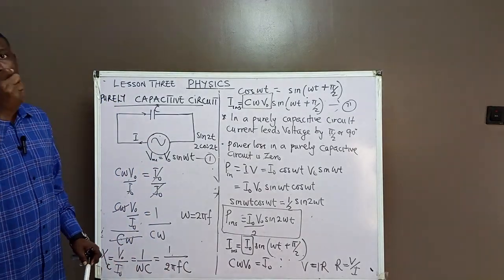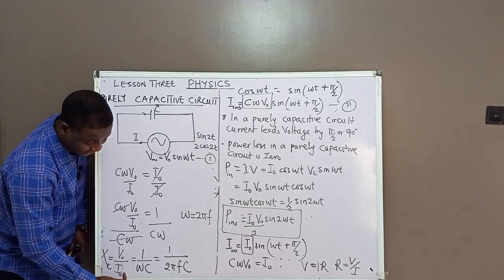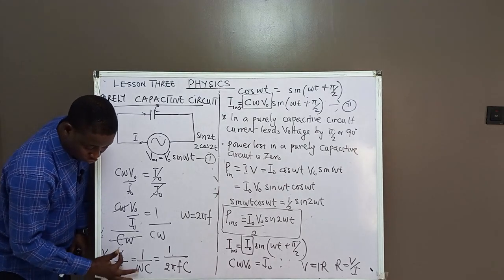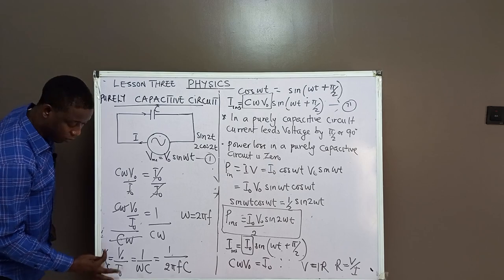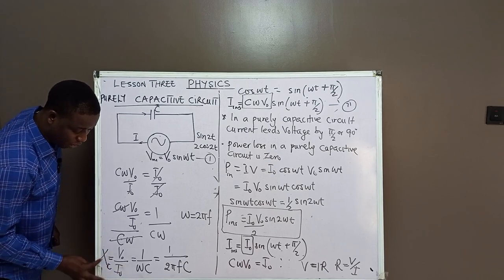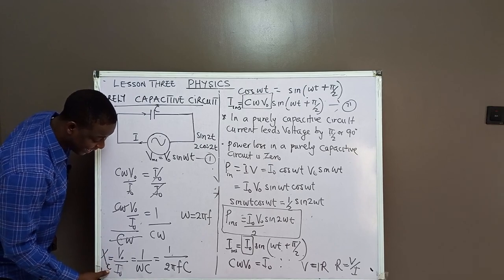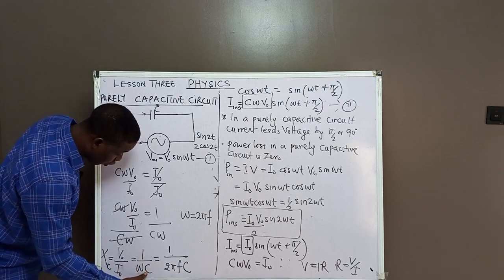It does not take too much from the AC. So in that case, what we are saying now is that V naught over I naught is equal to R. But our R here is not the normal R, it is X, the symbol we always use. XC, that means capacitive reactance, equals V naught over I naught, which equals 1 over WC.